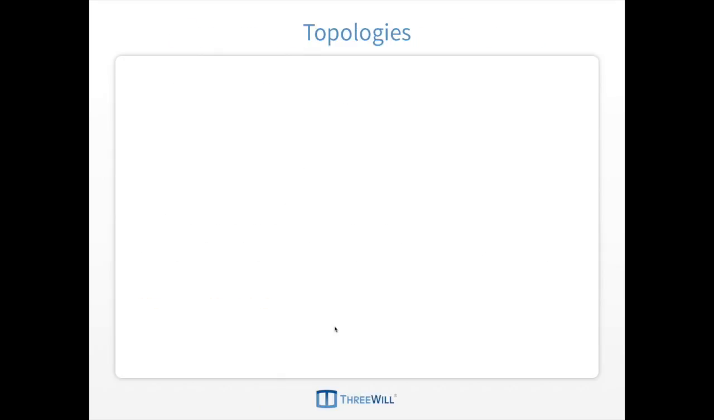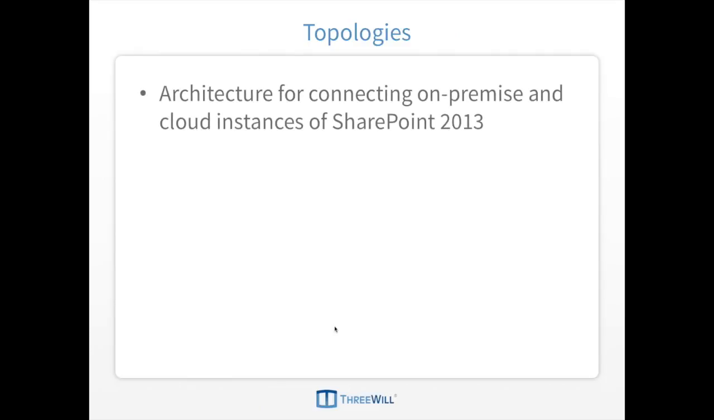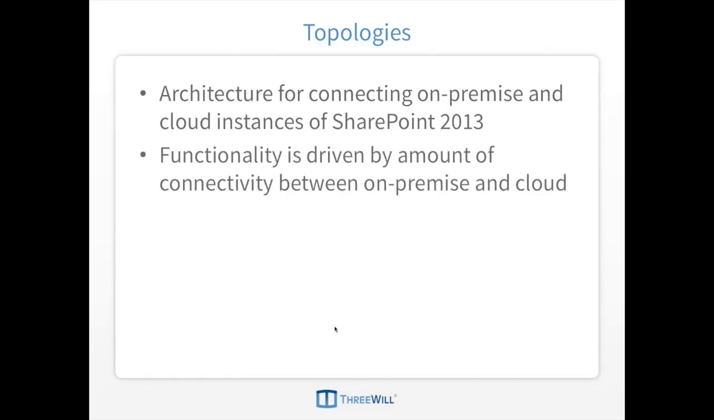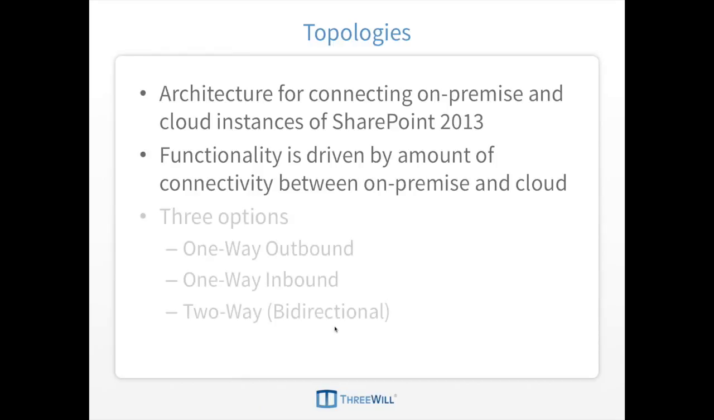So then, what do I mean by topologies? Well, you might prefer the word architecture. Essentially, Microsoft has come out with some recommended practices for connecting an on-premise environment and Office 365. And then what we're going to see is that which one you choose is going to be driven in large part by what functionality you're willing or needing to have and what kind of security trade-offs you're willing to make in order to achieve that.